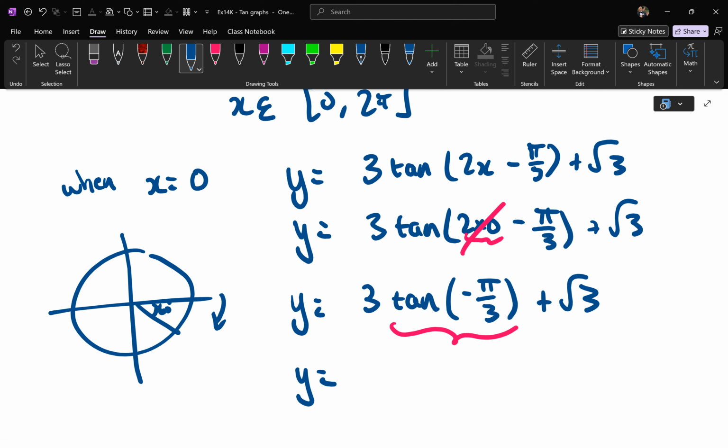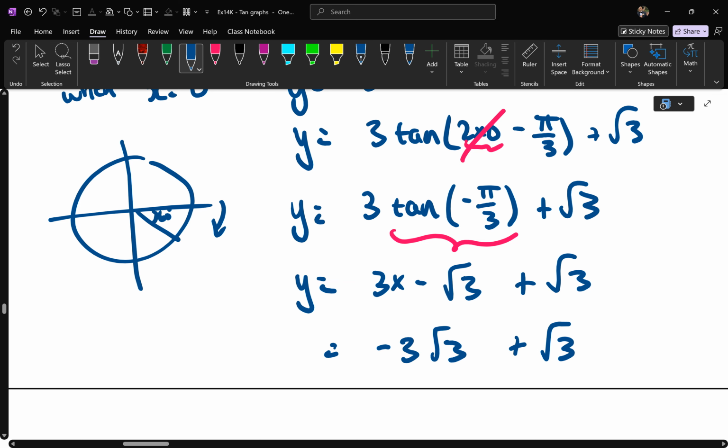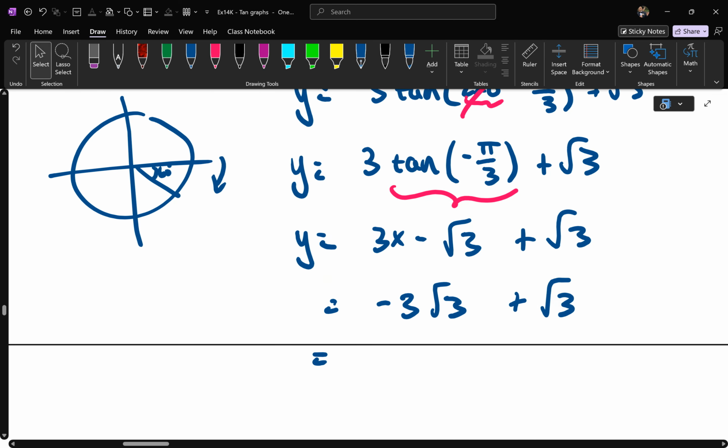Pi on 3 is this finger. Root 3. Okay, 3 sine fingers over 1 cos finger, and then square root it. So that gives you root 3. But because tan in that quadrant is negative, as you can see it's negative gradient, so it's 3 times negative root 3 plus root 3. Now let's work it out. That's negative 3 of these root 3s, and you're adding on 1 root 3. So how many root 3s do I have? Yeah, well, negative 2.